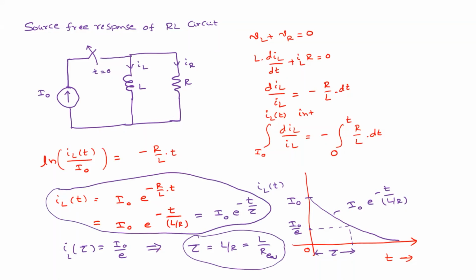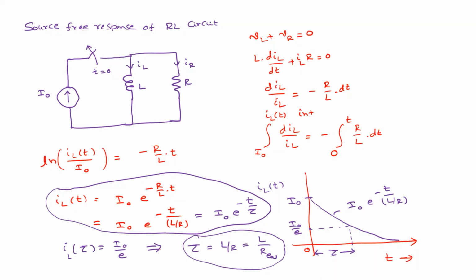The inductor has some current, so it has stored energy. How is the stored energy dissipated? In the form of heat through the resistor. It is absorbed by the resistor.